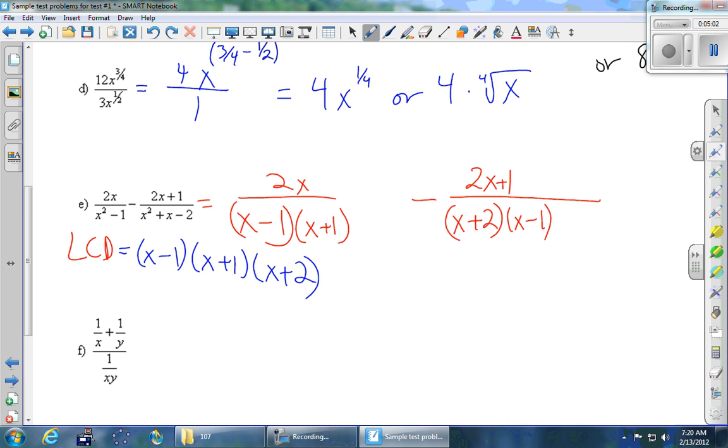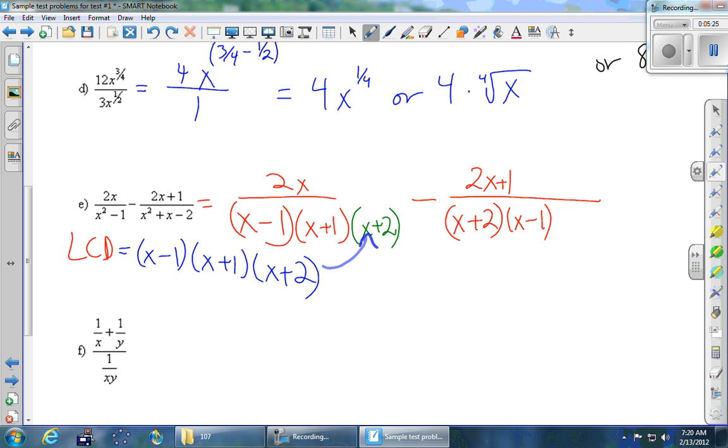And then the last thing I see is this x minus 1, but I've already got it, so I don't need to write it again. So this is our complete LCD. And so then I'm going to fill in the stuff that's missing. So in this denominator here, I have x minus 1, x plus 1. That's these two. But what I don't have is the x plus 2. So what I need to put in right there is an x plus 2.